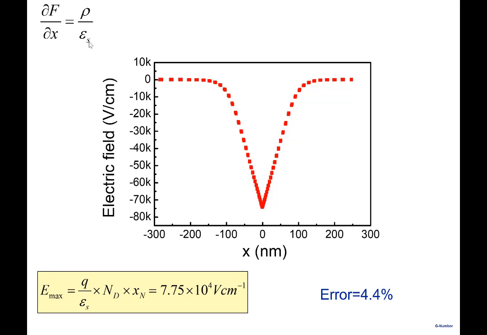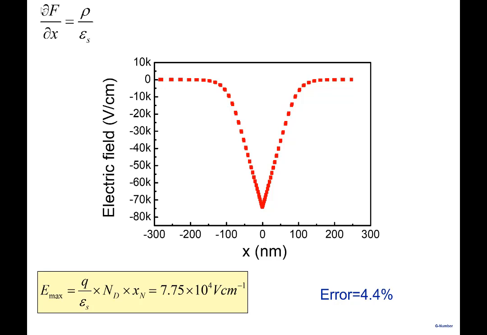That's the mystery. Why is the depletion approximation working so well, if you're ignoring the transition region that holds 38% of the charge? And the electric field you get by what? By integrating the charge. And the error is only 4%. What is really going on?